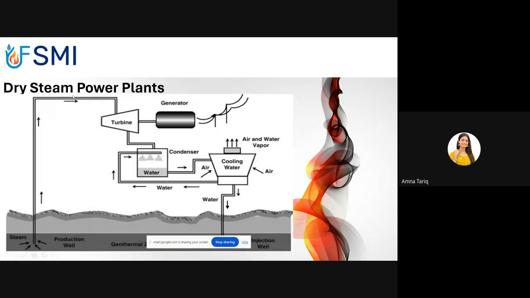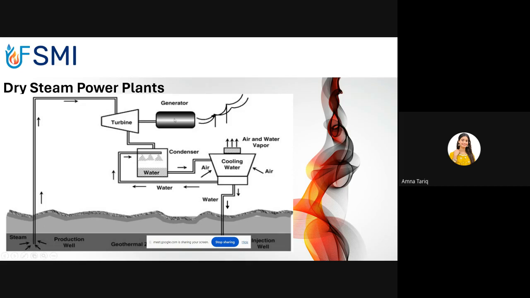So next, after the turbine, this is a generator. The rotating shaft of the turbine is connected to the generator. The generator converts the rotational energy from the turbine into electrical energy. Then this electrical energy can be converted into other forms of energy, and we use it for useful purposes.